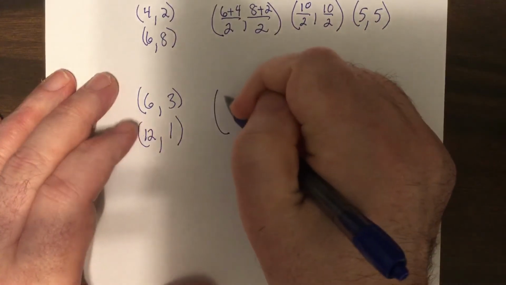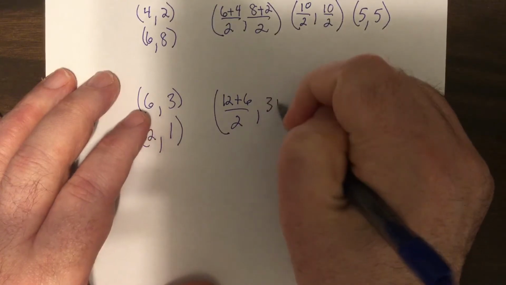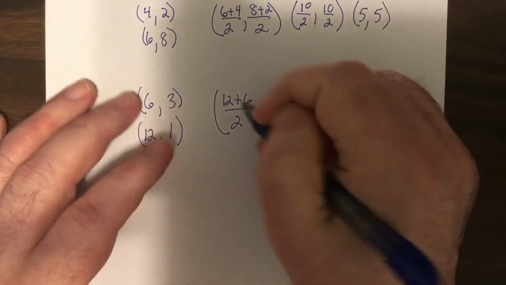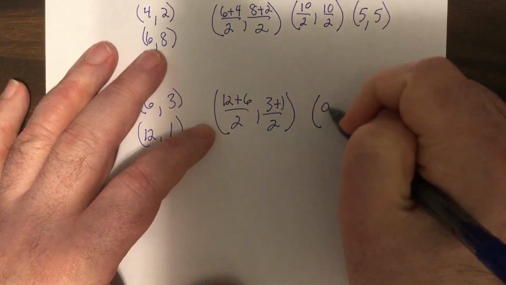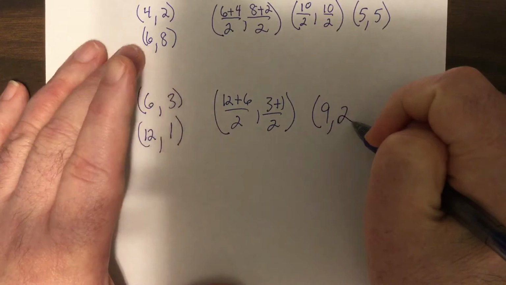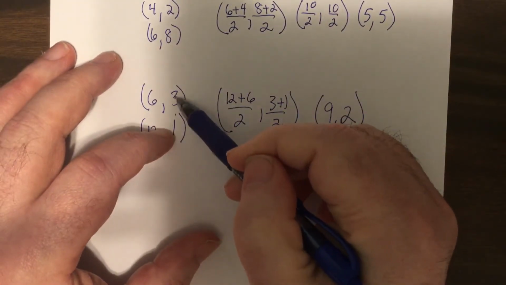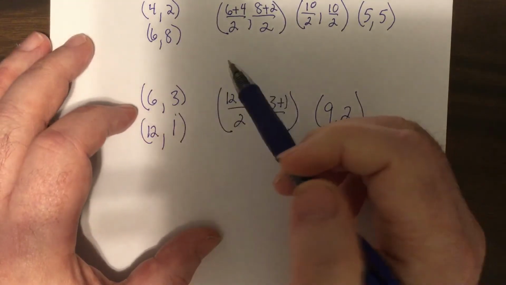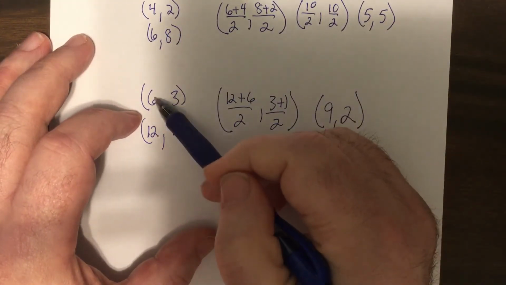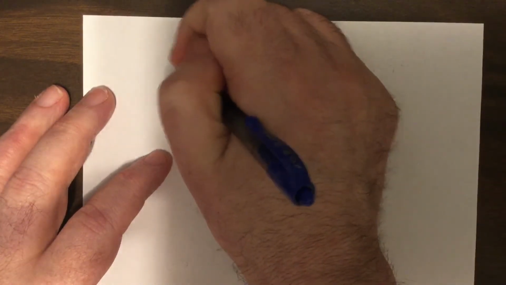Okay, so you would go 12 plus 6 over 2, 3 plus 1 over 2. So that'd be 18 over 2 is 9. 3 plus 1 is 4 over 2 is 2. And if you think about it, 2 is 1 unit from 3, but it's also 1 unit from 1. 9 is 3 below, and this is 3 above. So that makes sense. So we did those formulas pretty quick.